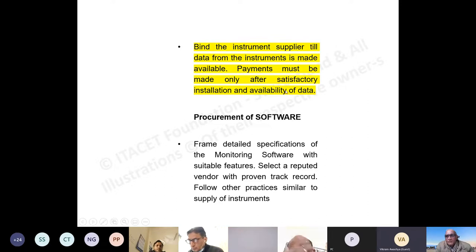Because then it's your job now to study the data, to analyze the data, and take corrective actions, to suggest appropriate actions to the geologist and other people so that they can take benefit from the instruments. Now, as far as the availability of data is concerned, the instrument installed, okay, that's fine. As far as the availability of data is concerned, a software must be used to analyze the data.